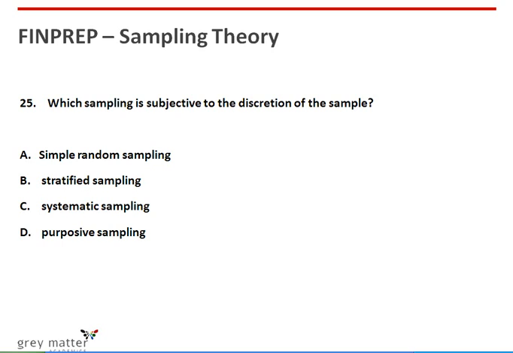25th question: which sampling is subjective to the discretion of the sampler? It is purposive sampling. As per the PowerPoint presentation, the solution is the D option, which says purposive sampling. Well, we can go through the various types of sampling, and we can find that the sampling subjected to the discretion of the sampler is nothing but purposive sampling, the D option.